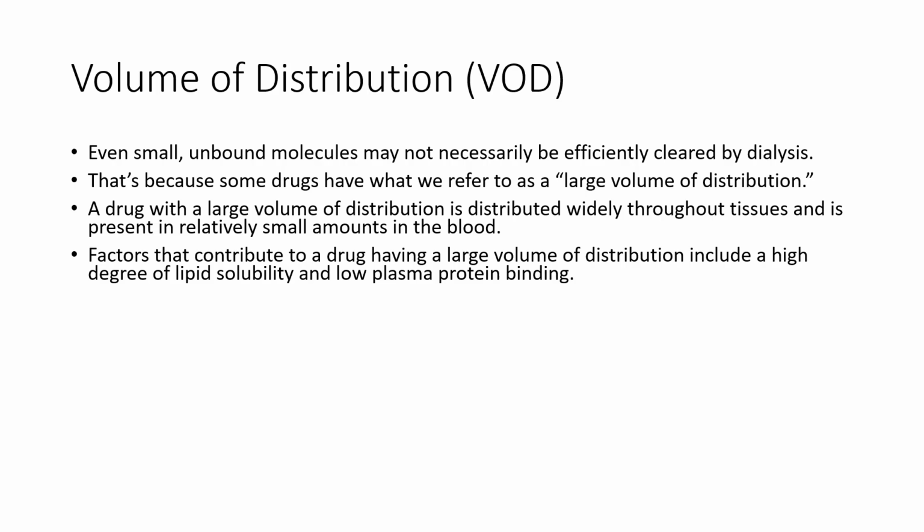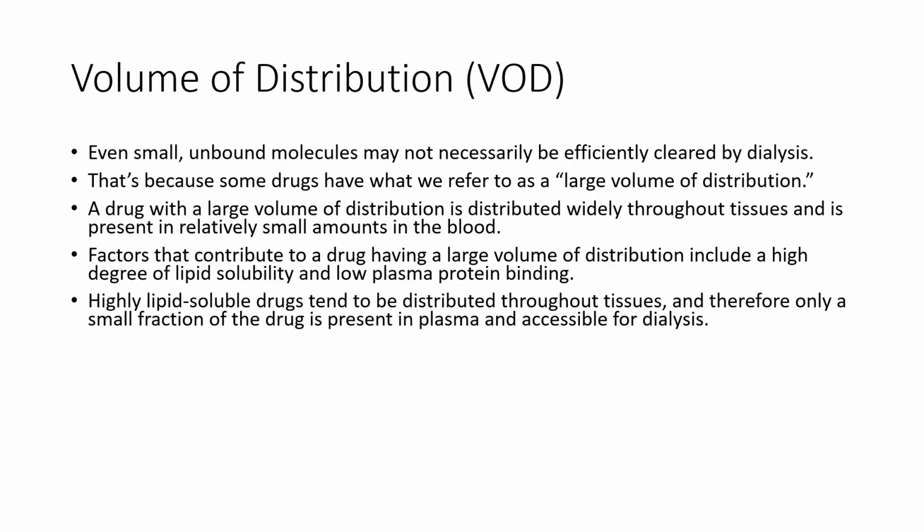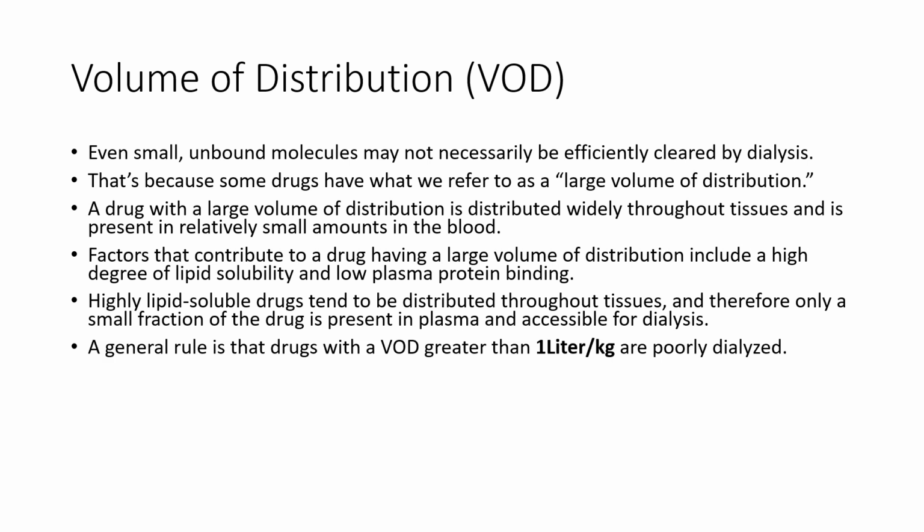Factors that contribute to a drug having a large volume of distribution include its degree of lipid solubility, so how well it can dissolve in fats or oil basically, as well as low plasma protein binding. Highly lipid soluble drugs, say vitamin D for example, tend to be distributed throughout the tissues, and therefore only a small fraction of the drug is present in the plasma and is accessible for dialysis. A general rule of thumb is that drugs with a volume of distribution greater than 1 liter per kilogram are poorly dialyzed. An example of that is lithium.